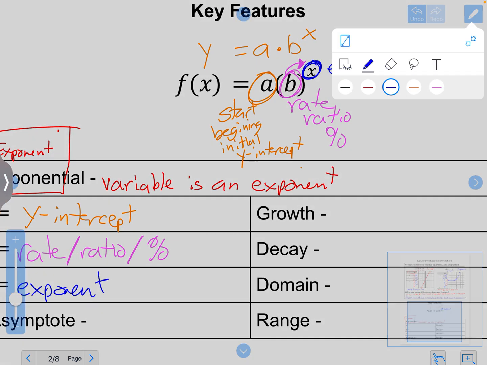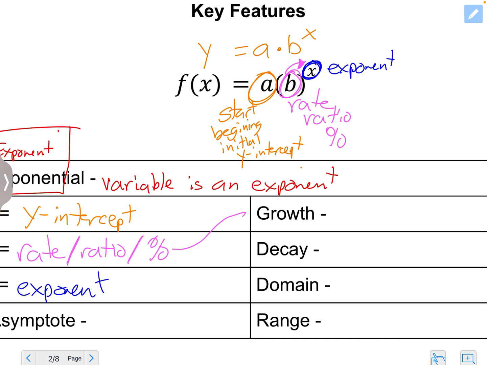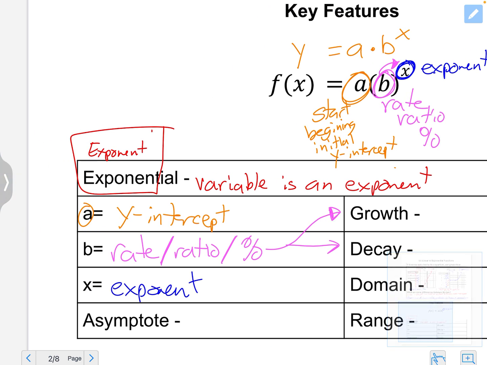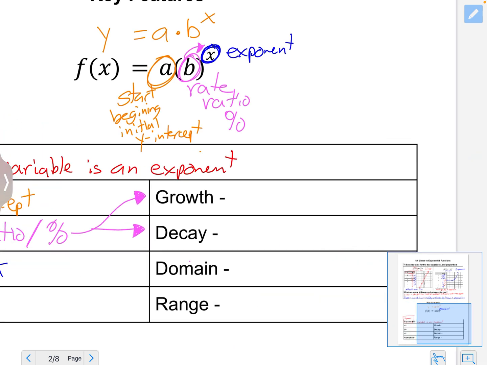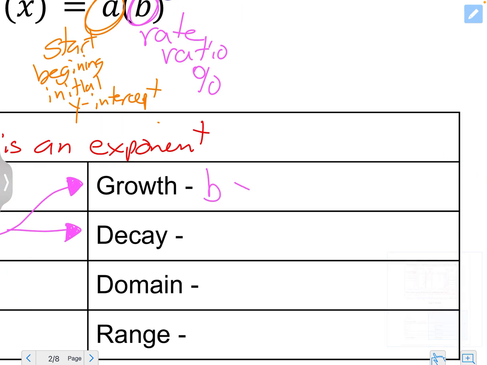And then let's talk a little bit about growth and decay. Our b value gives us an important piece of information. It is going to tell us if our graph is growth or decay. If our graph is growth, our b is going to be greater than 1. So it's going to be 2, 3, 4, 5, 6, 1.3, 1.7, 1.8. If it's growth, it's going to go up as we go to the right, and we call it an increasing graph.